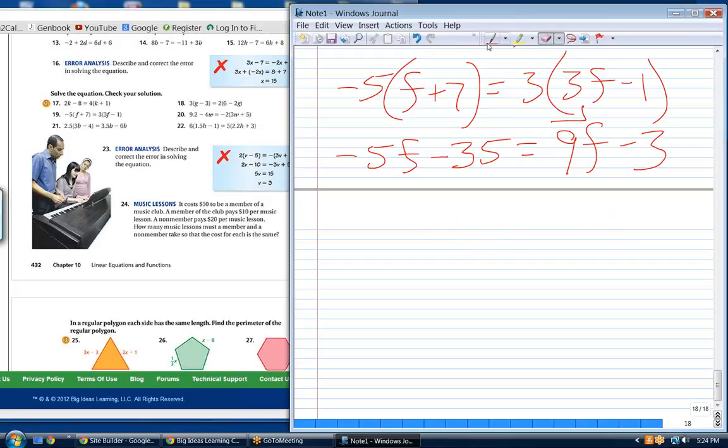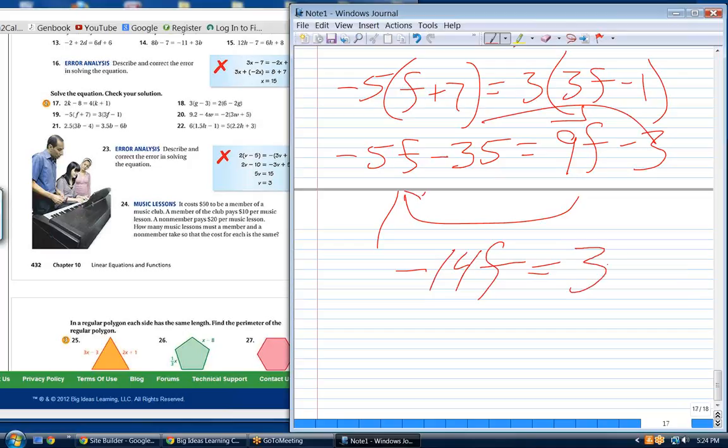Notice that if I do it the way you did it, which apparently I think was to move that to the left, that's fine, but you get minus 14f. And if you move this over to there, you get plus 32. So you still get the same answer. F equals minus 32 divided by 14.